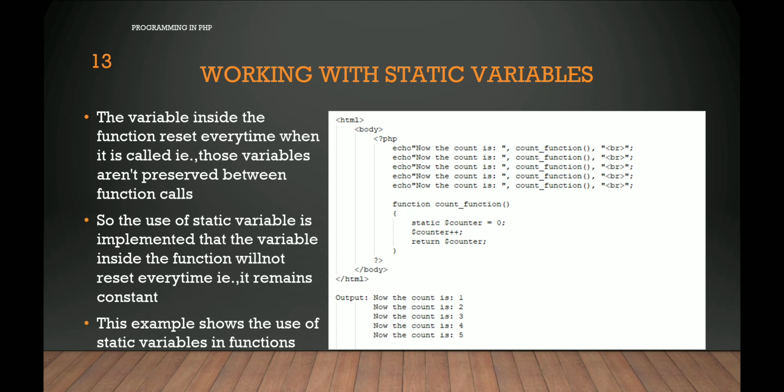Next, working with static variables. The variables inside a function reset every time the function is called, as the variables are not preserved between function calls. So we use static variables, so that the variable inside the function will not reset every time. It remains constant. Static means remains constant. So this example shows the static variable used in this program.